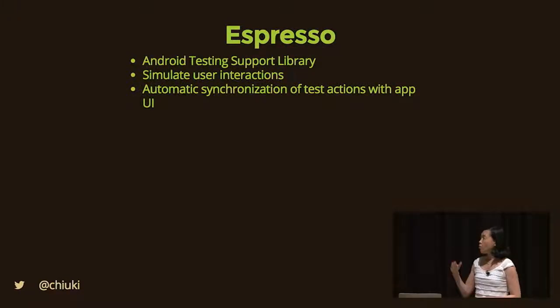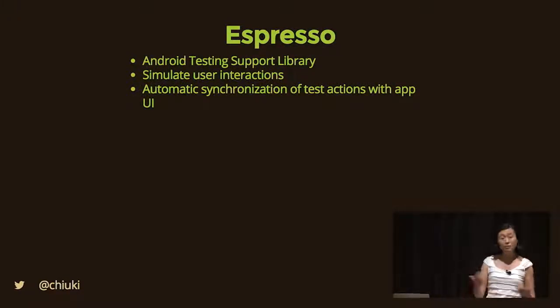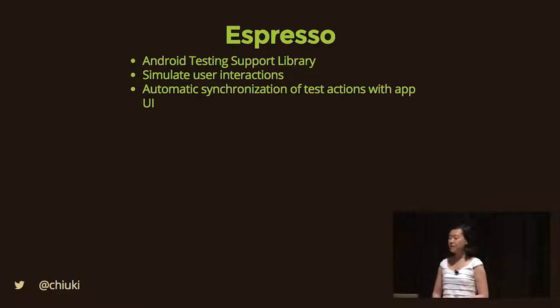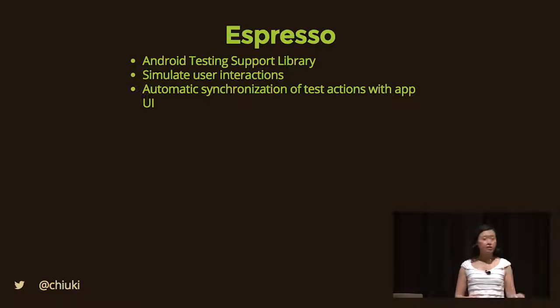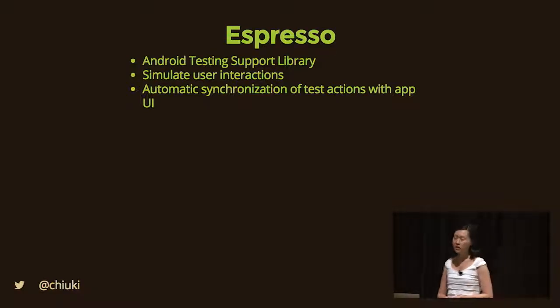And what's nice about Espresso is that, first of all, it's a first-party library. It is written by people at Google. It gets delivered through the Android testing support library. And like I said, it simulates user action. So the program's actually clicking the button and then exercising your app that way. But the most interesting thing about Espresso is that it does automatic synchronization.